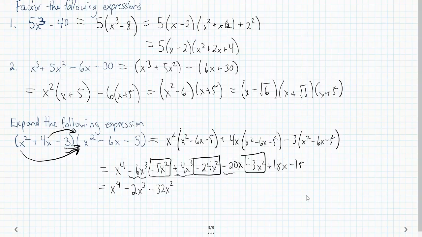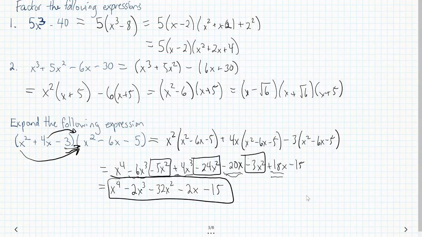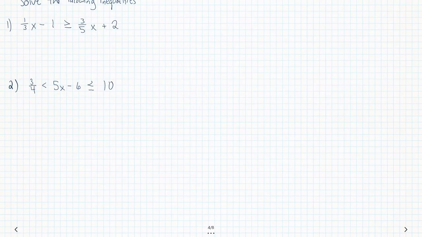Okay, then we have a negative 20x. So I'll double underline that, I guess. And then we have a plus 18x. That makes another negative 2x. And then last but certainly not least, we finish with a negative 15. And notice that gives us everything that we've ever wanted right there, an expanded polynomial. Okay, questions on that? So without any questions, we'll move forward into inequalities now.